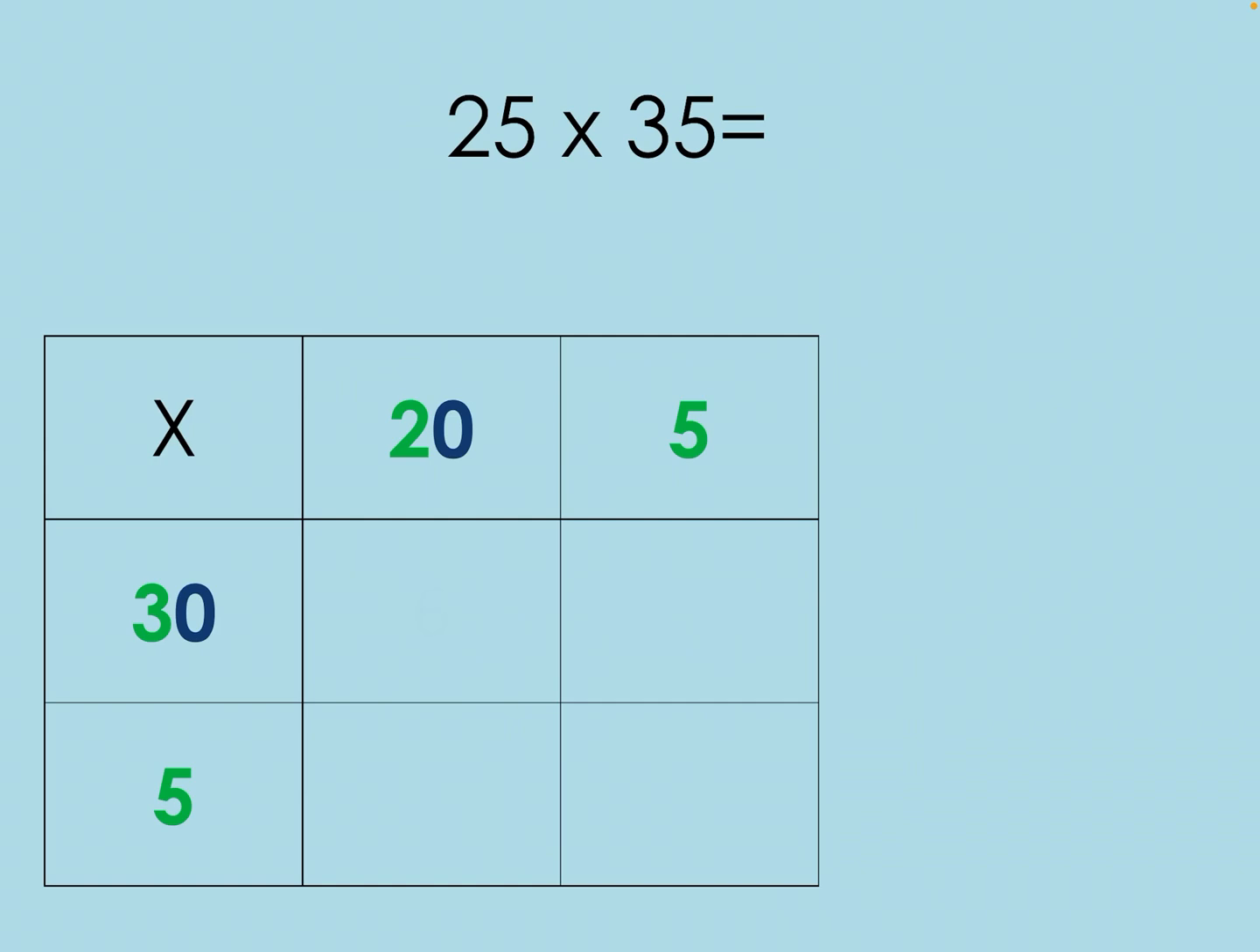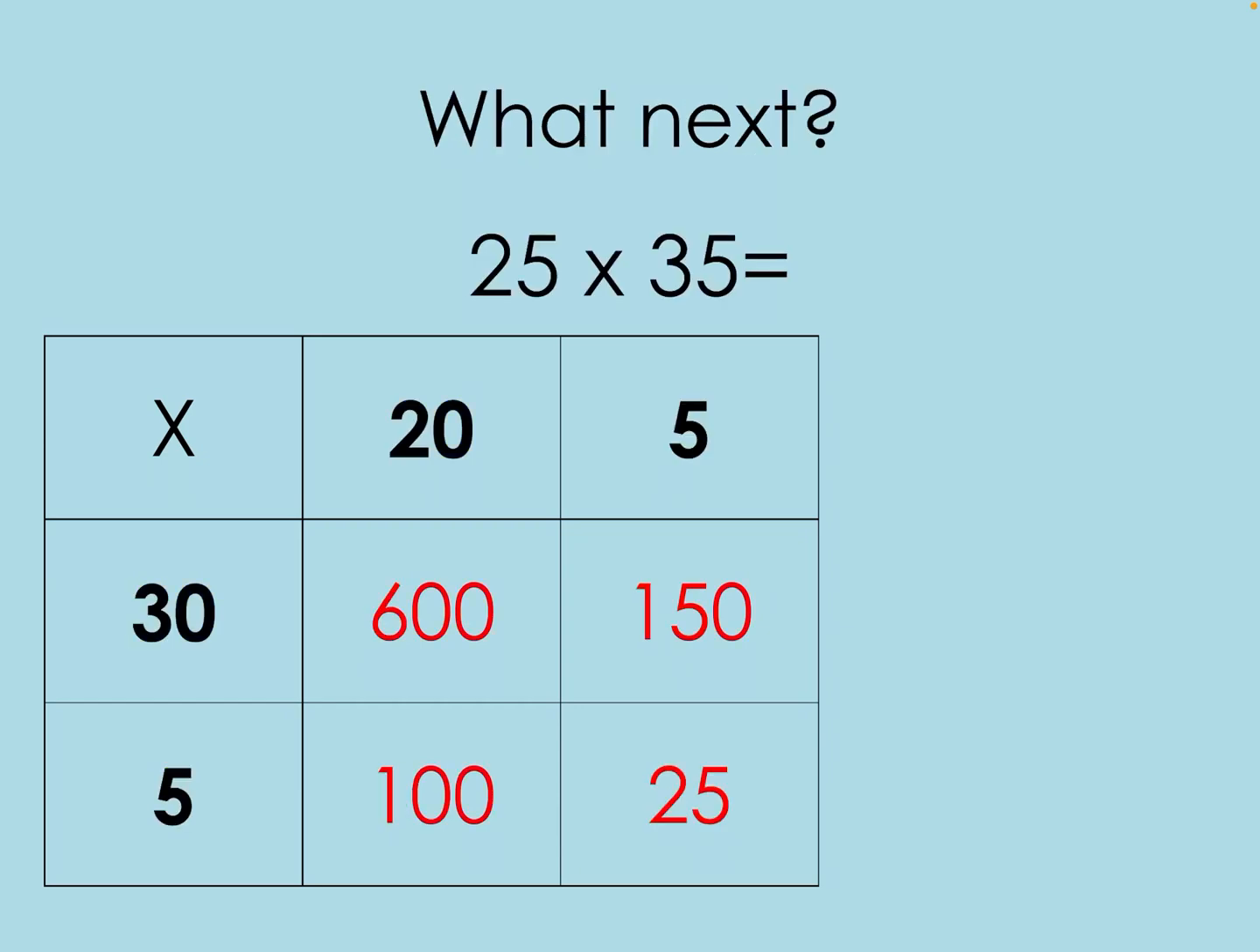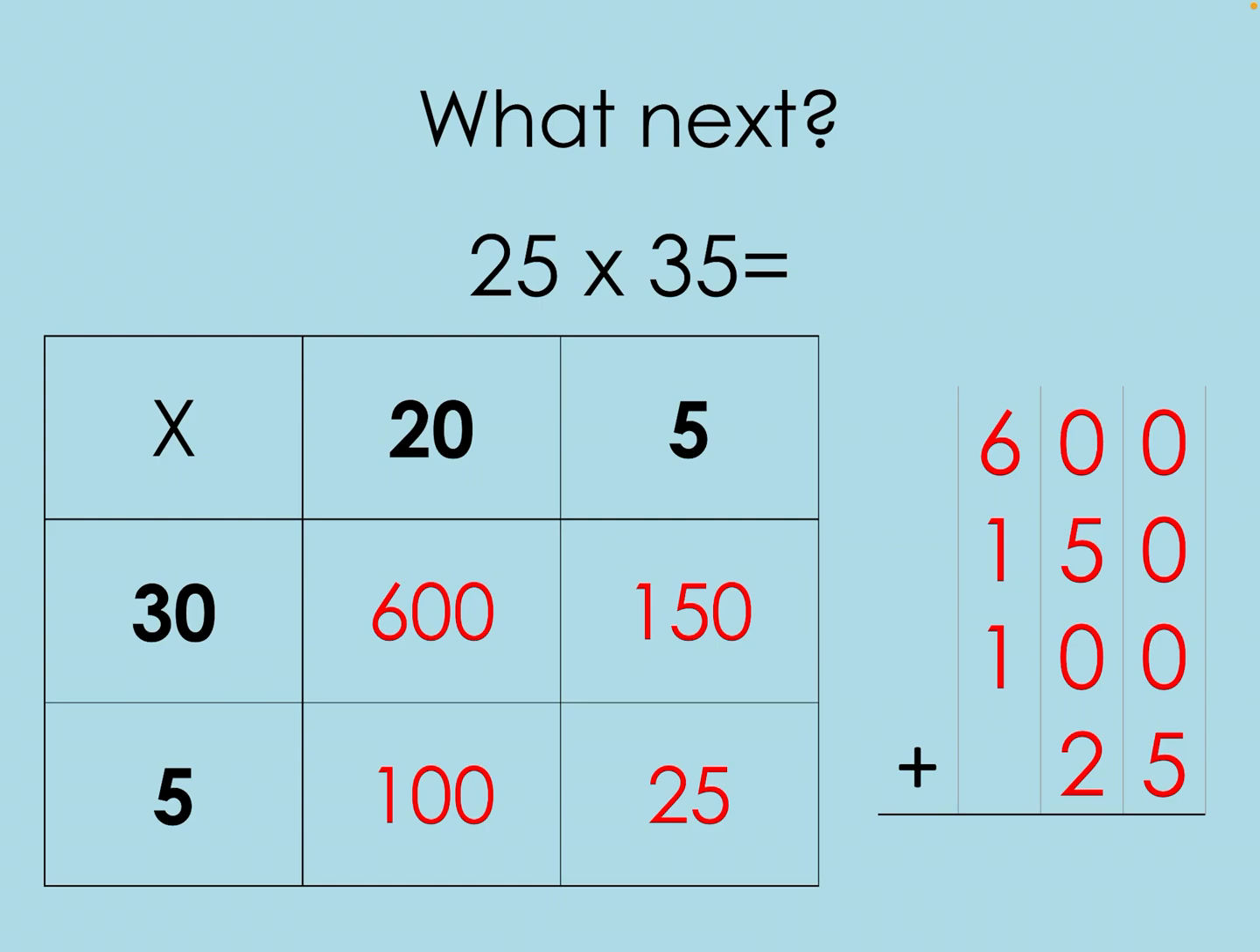Here we go. So we can do our 3 times 2 equals 6, but actually, because it's 10 times bigger, we get 600. 5 times 3 is 15, but actually 30 is 10 times larger than 3, so we make our answer 10 times larger. And of course, 20 multiplied by 5 is 100, and 5 multiplied by 5 is 25. All we need to do is add them up, and we get our answer. Well done if you got 875.